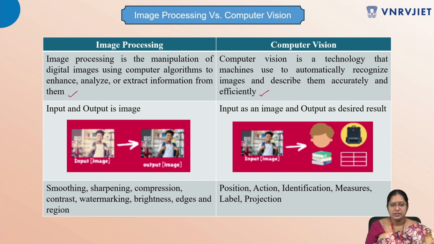And next, some set of operations which we are using in image processing are smoothing, sharpening, compression, contrast, watermarking, brightness, edges and region. And some sort of operations which we use in computer vision are position, action, identification, measures, labels, and projection.